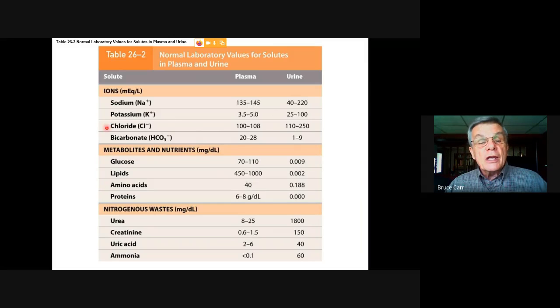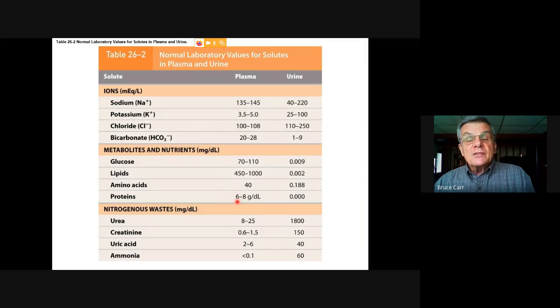But these three, sodium, chloride, and potassium, are all dependent on diet. So if you have a lot of extra sodium, let's say you eat a lot of salt, your sodium and chloride concentrations go way up. Look at the level you can excrete in your urine.